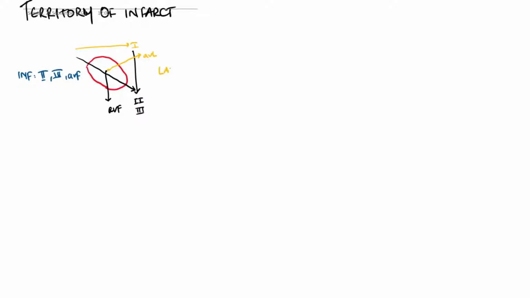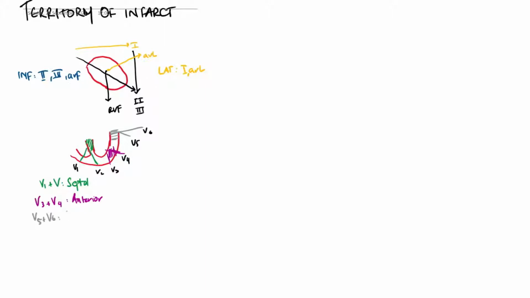The 1 and AVL are lateral leads, so they're going to show an infarct in the lateral segment of the heart. Similarly, we drew another diagram which showed us the placement of the chest leads, and these are mainly divided into the septal leads, the anterior leads, and the lateral leads. So green is demonstrated by septal, purple is demonstrated by anterior leads, and the gray over here is the lateral leads. The gray over here has an overlap with the lateral leads of the 1 and AVL. So that's the basic concept of identifying the territory of an infarct.